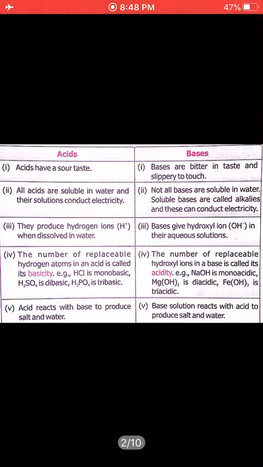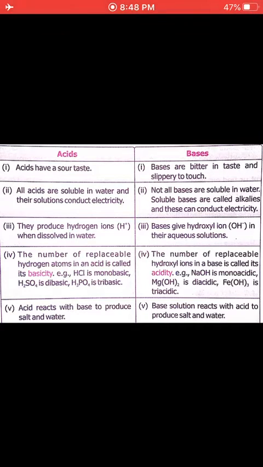Second, all acids are soluble in water. If we dissolve an acid in water, it is soluble and also conducts electricity, meaning it is capable of conducting electricity. But not all bases are soluble, and the bases which are soluble are considered alkalis, so they also conduct electricity. Okay, next, the acids always produce hydrogen.